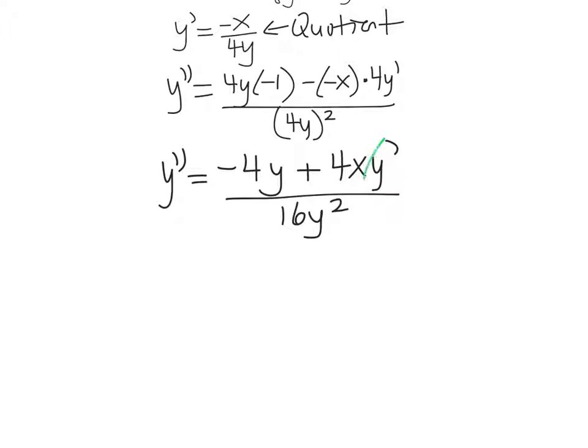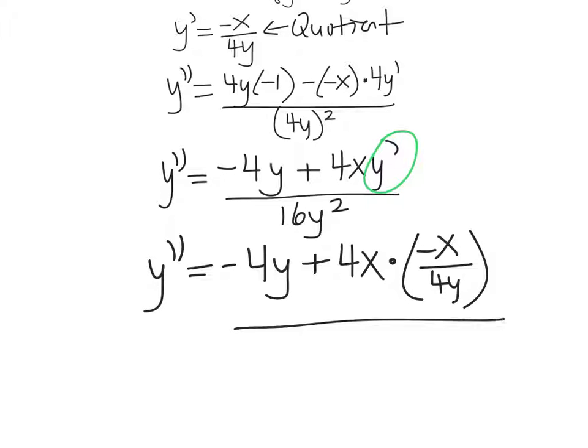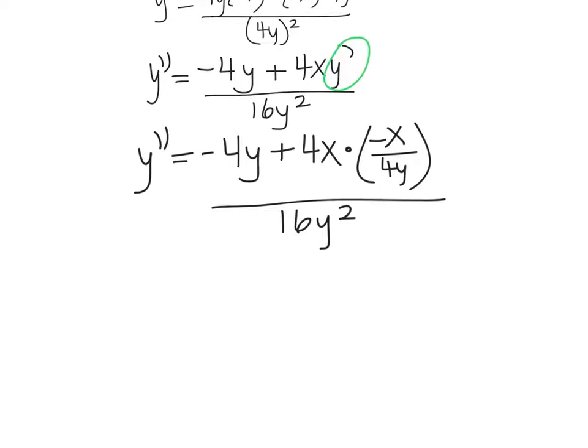We have this y prime here, and we're going to substitute what y prime is. Okay? So we have negative 4y plus 4x. And what was y prime? Y prime is negative x over 4y. And this is all over 16y squared. Okay, so I replaced y prime with what y prime is.